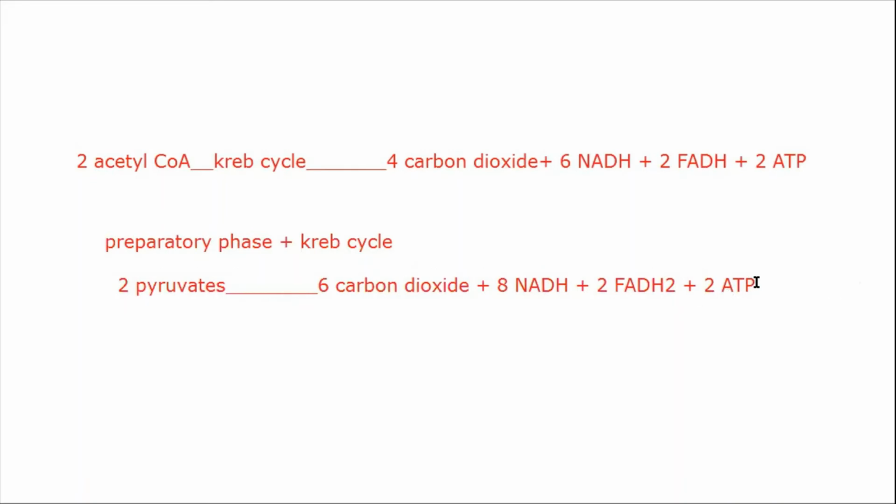Yeah, questions? Guys, you are responsible just to know the number of molecules in each phase. Simple example, you will have a multiple choice question. What is the total number of NADH produced in the Krebs cycle? Here it is. 6 NADH in the Krebs cycle. Preparatory phase and Krebs cycle, so the total will be 8 NADH.